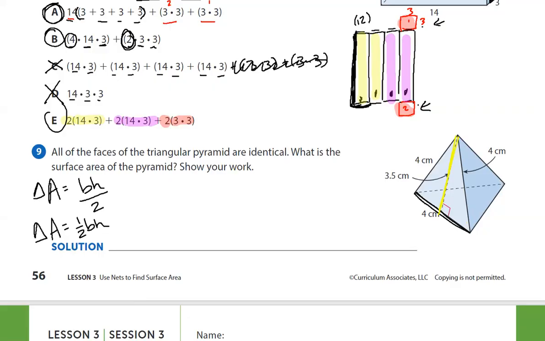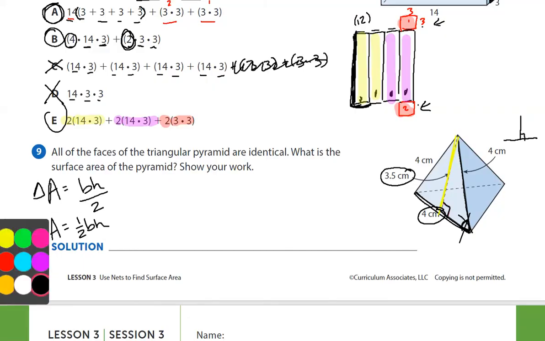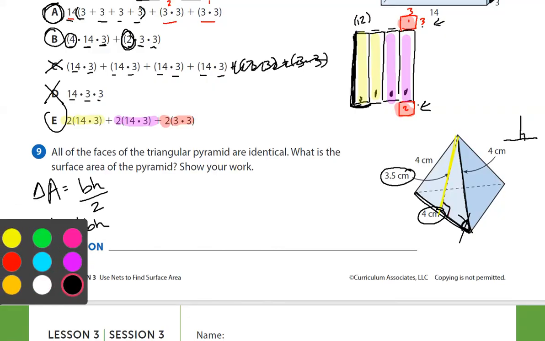The base and the height have to be perpendicular to each other. And if you don't recall that, perpendicular means they go the opposite direction and form the right angle. See the little right angle symbol right there? This doesn't form a right angle. This is not a right angle down here. So that's no good. So we're going to multiply 4 times 3.5, and then because it's a triangle we have to divide by 2.